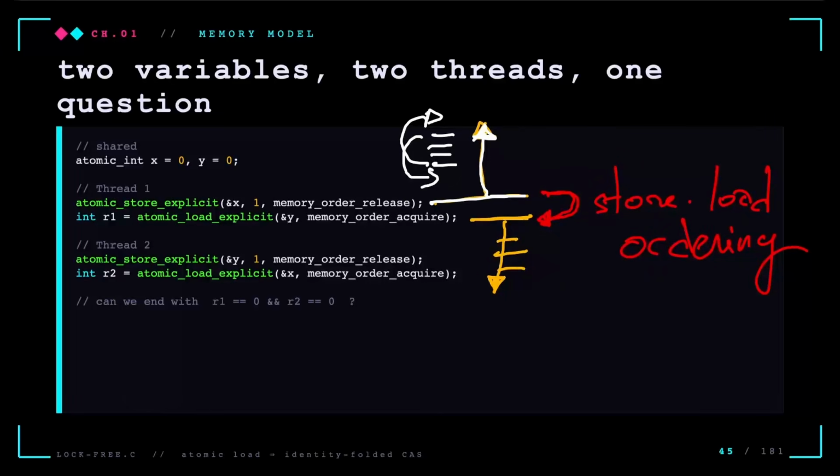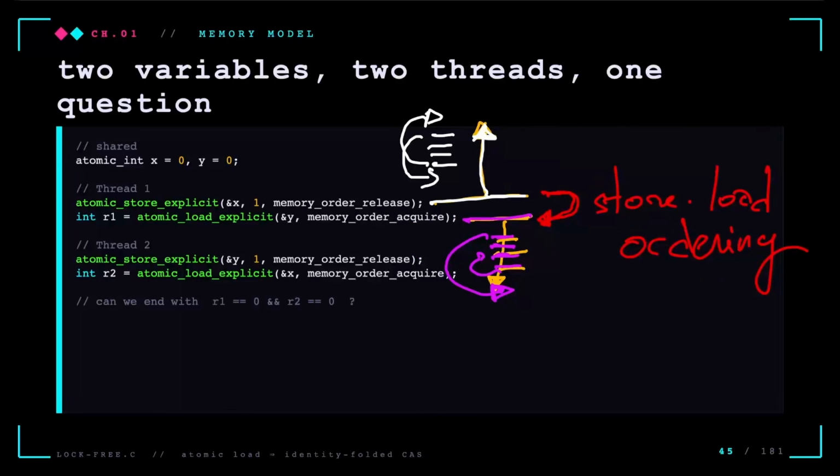The same thing with memory order acquire. Everything past this can be reordered. So the CPU can reorder instructions past this, store and load instructions, but nothing from down here can jump above the memory order acquire. So this is not allowed.